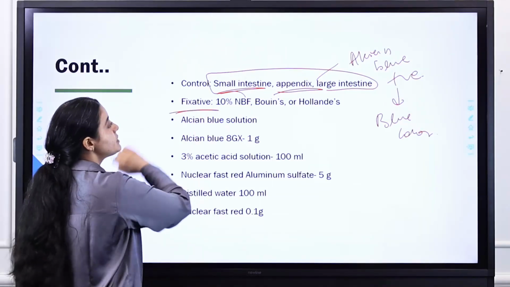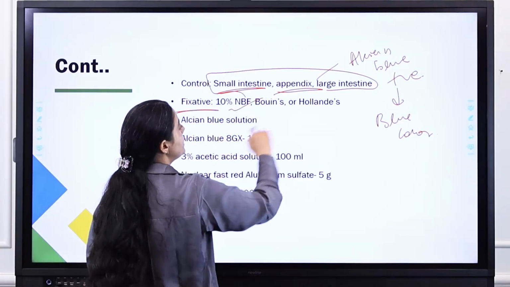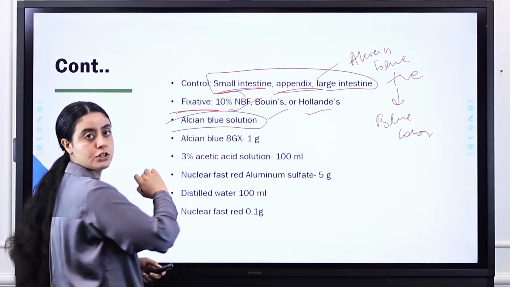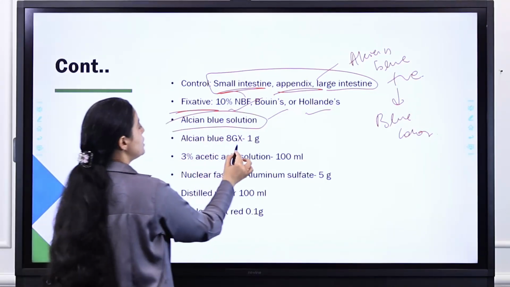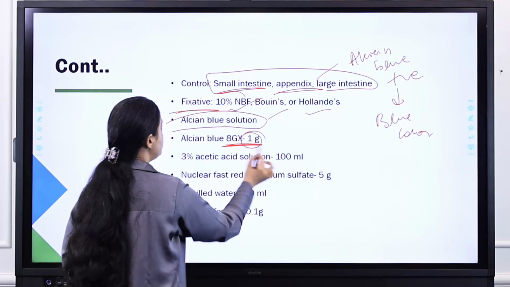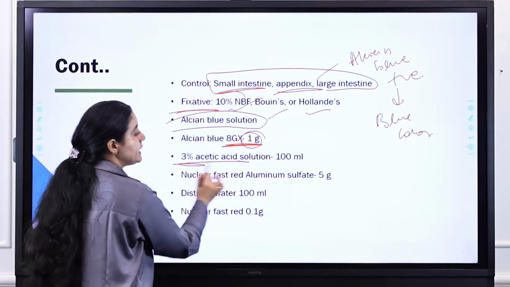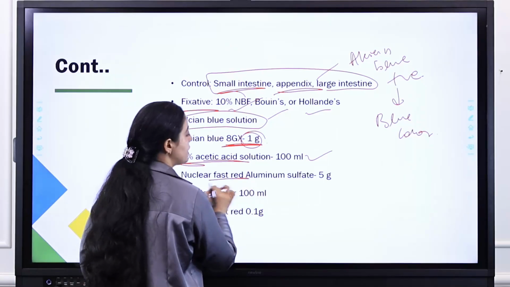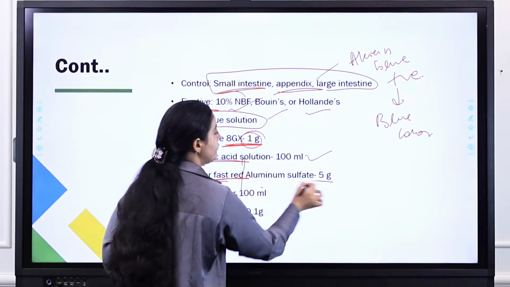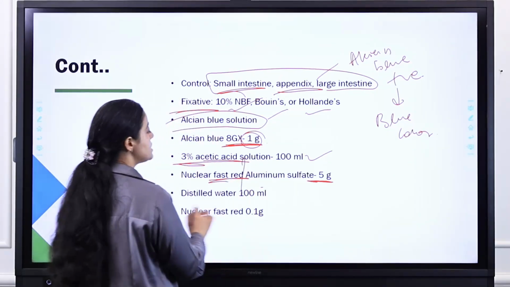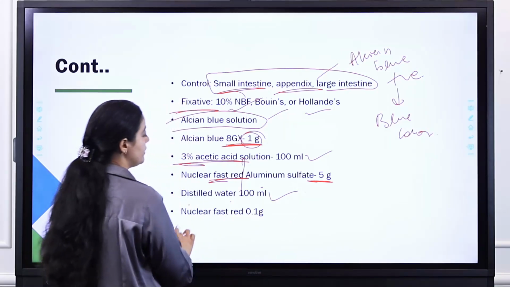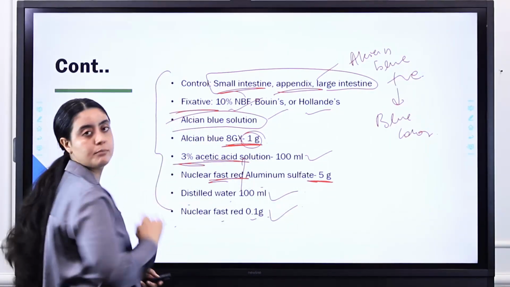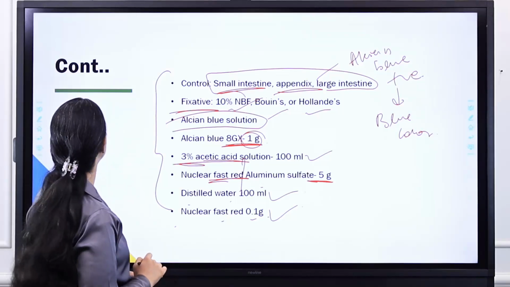What are the fixatives we can use? We can use 10% NBF, Bouin's or Holland's. Then obviously we have an Alcian blue solution: Alcian blue 8GX 1 gram, with 3% acetic acid solution 100 ml. Then we have nuclear fast red and aluminum sulfate 5 grams, with distilled water 100 ml, and nuclear fast red 0.1 gram. So these are the basic reagents which we are going to use.